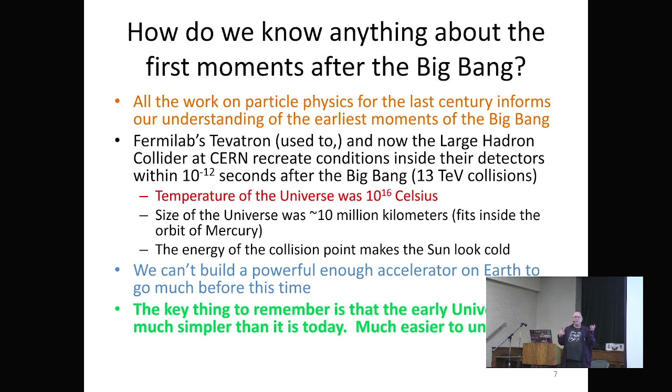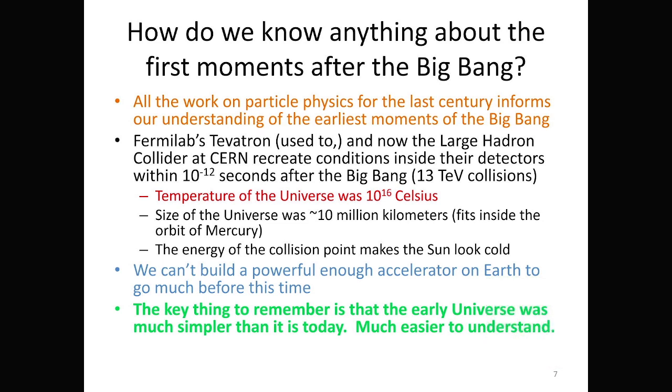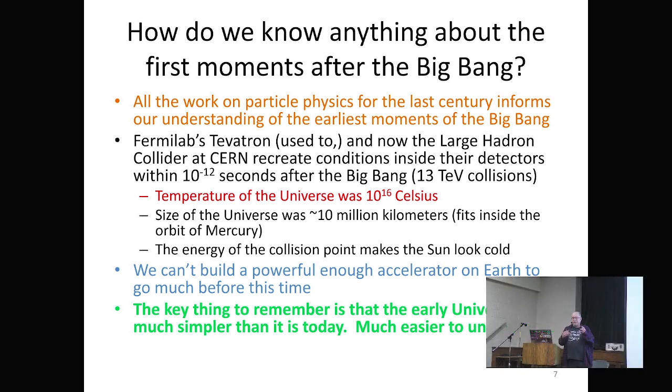We don't put names to numbers like that. They're just powers of 10. And the size of the universe at that time was about 10 million kilometers, which fits inside the orbit of Mercury. The entire universe fitting inside the orbit of Mercury, and the temperature that high. And that's what's going on in these collision points.